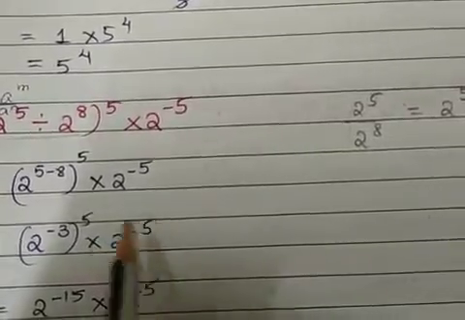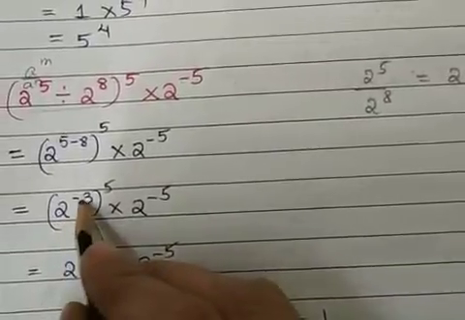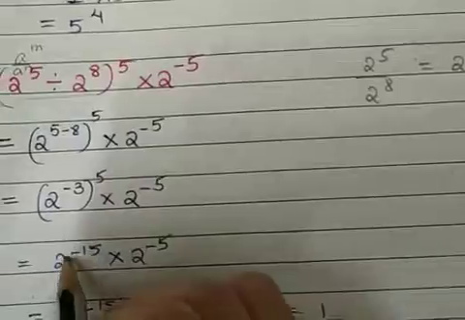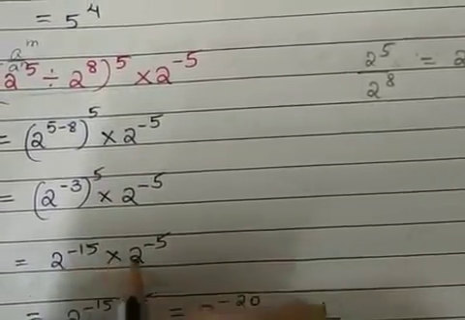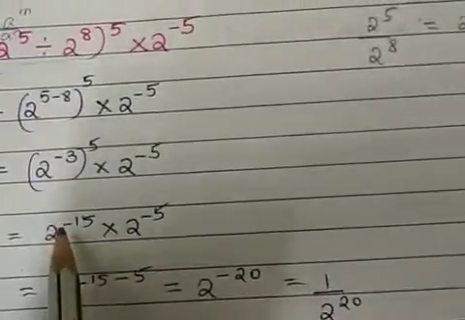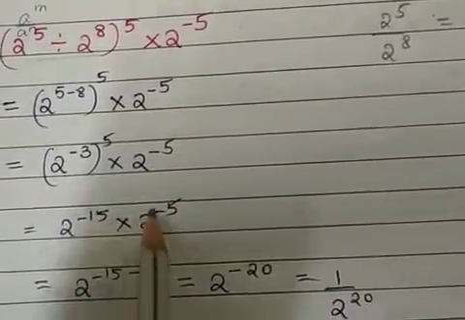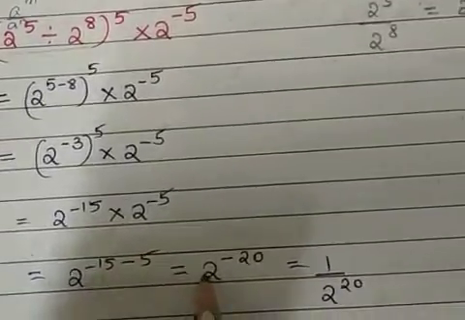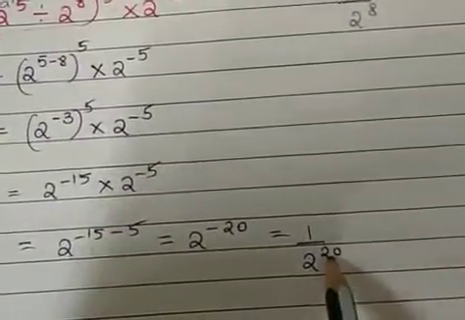This is equal to 2 raised to, this is (a^m)^n = a^(m into n). So this is equal to 2^-15 multiplied by 2^-5. Here the formula is a^m into a^n, so this is a^(m+n). So minus 15 plus minus 5. So this is 2^-20, and this is equal to 1 upon 2^20.